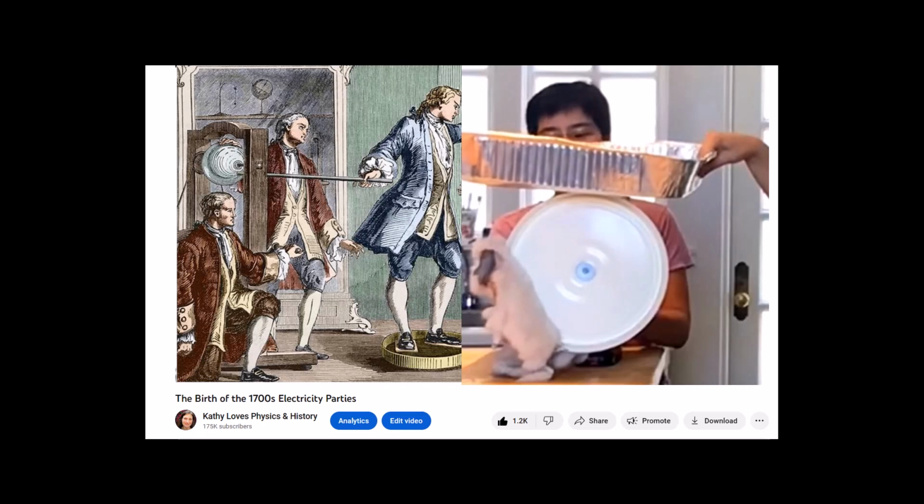Now, this experiment seemed like so much fun that I had to recreate it. Let me show you. This is a very important experiment, so let me go over it in detail.